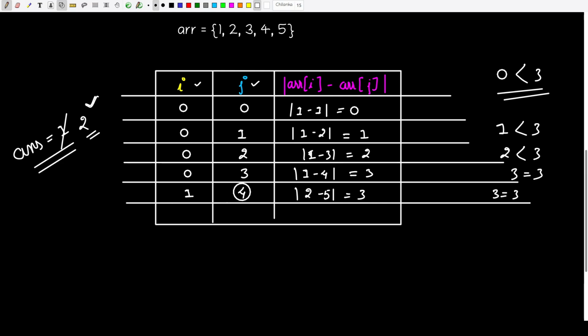So folks, this is the core logic. Now there are two more cases over here. Let us discuss those cases and then we will discuss the pseudocode.